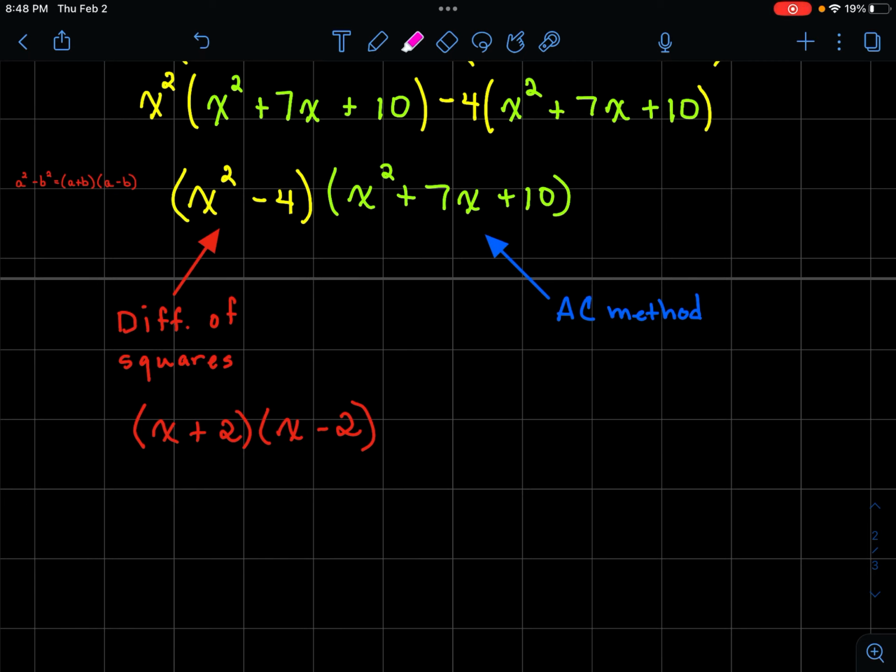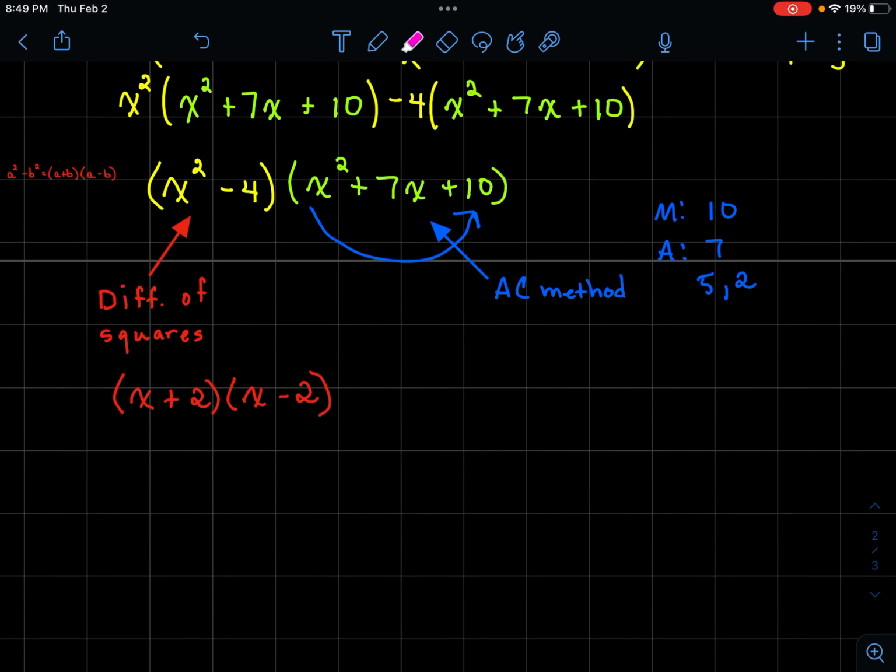Now we're going to look at the green parenthesis that we have. It's got three terms, so our method that we'd like to use here is the AC method. And you'll remember this by doing the arrow here, that we'll take 1 times 10. We're looking for two numbers that multiply to give you 10, but those two numbers, when you add them up, you should get 7. Those two numbers are going to be 5 and 2.